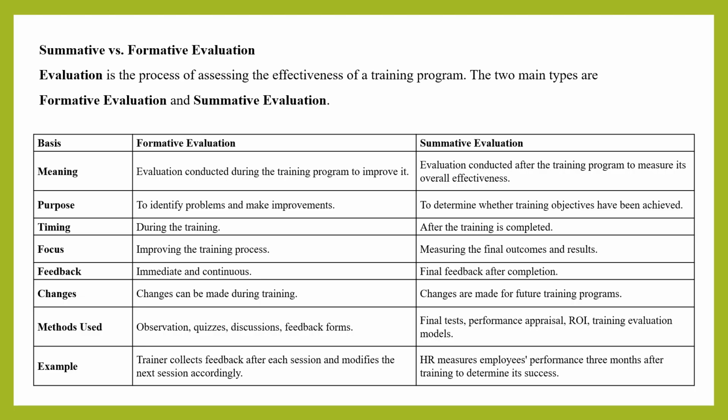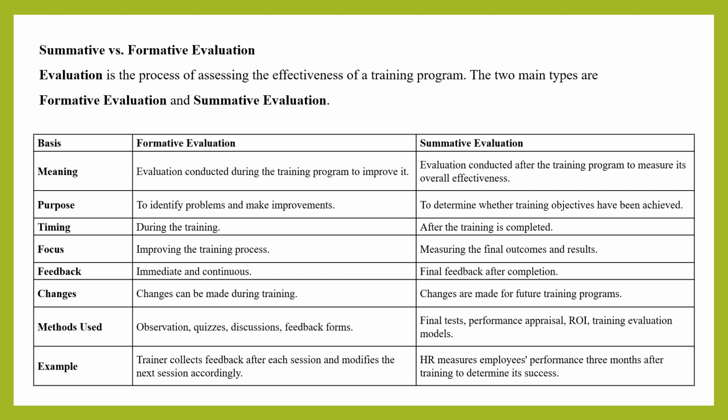The third basis is timing. Formative evaluation is conducted during the training and summative is done after the training. The fourth one is focus. Formative evaluation focuses on improving the training process and summative measures the final outcome and result. The fifth basis is feedback. Formative evaluation feedback is immediate and continuous, while summative is final feedback after completion. The sixth basis is changes. In formative evaluation, changes can be made during the program, while in summative evaluation, changes are made in future training programs.